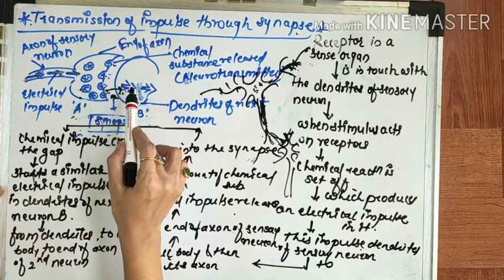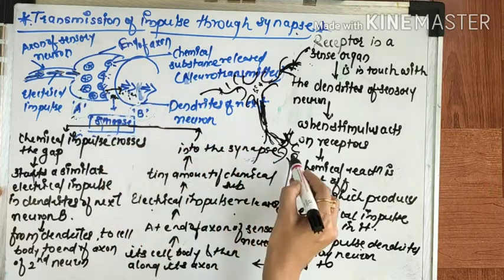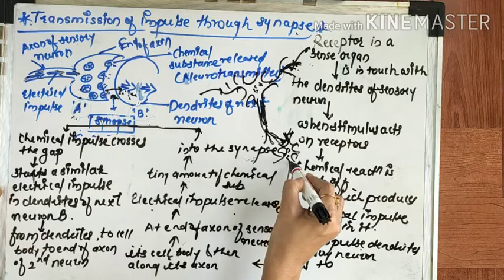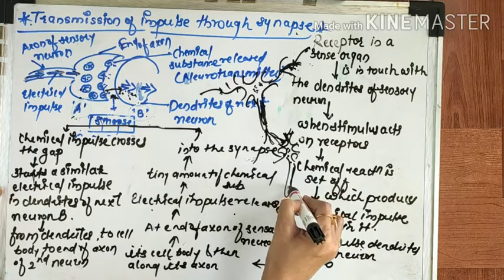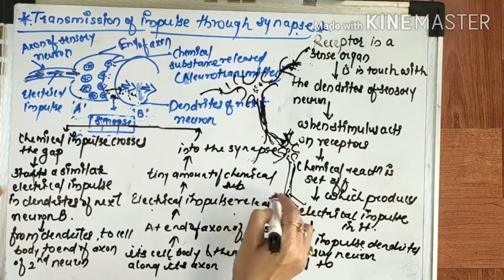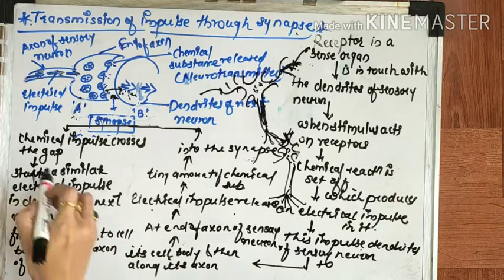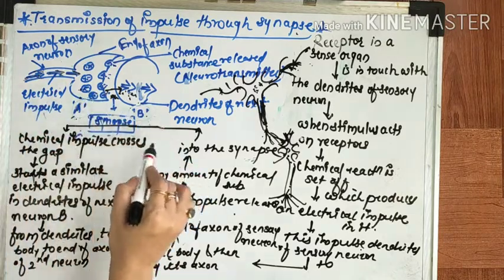From these dendrites it again goes into the cell body, from the cell body again to the axon, and from the axon again to the nerve ending of the axon. In this way the message gets transferred to the second neuron, third, fourth, fifth, in a similar way. Now you got it? This process goes on till the electrical impulse reaches the relay neuron in the spinal cord.